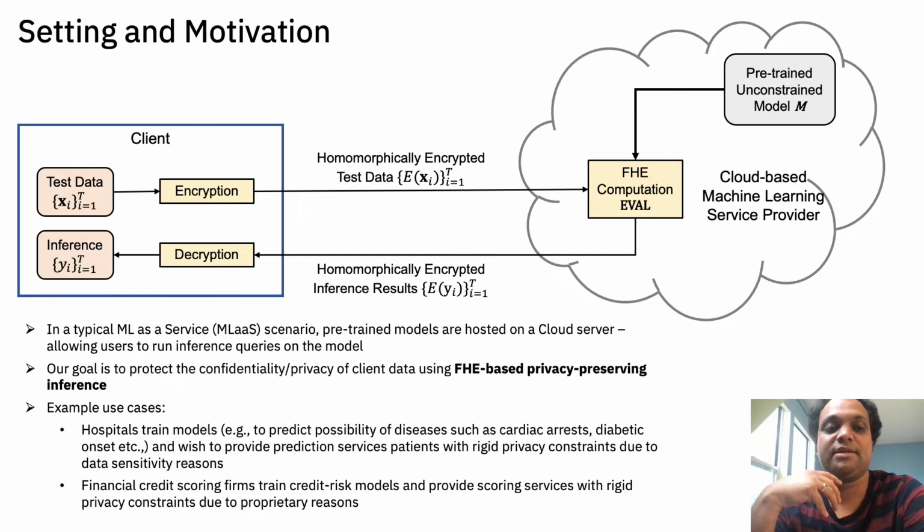of these data sets. Another example could be from a financial sector where you have a credit firm which has access to customer credit information, which is obviously private, and which can train models to predict risk, credit fraud risk, and again would like to protect the data privacy of external clients, right, for proprietary reasons.